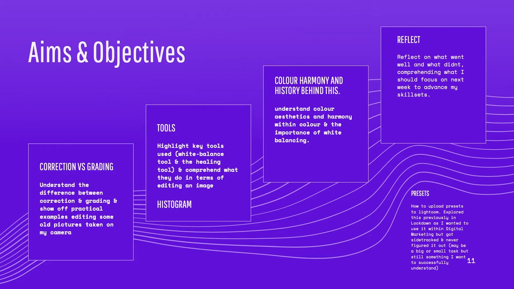So in terms of my aims and objectives, this week I want to focus on understanding the difference between color correction and stylistic color grading and just showing off some practical examples of these. I then want to move on to understanding how to use multiple tools such as the white balance tool and the healing tool, as well as comprehending how to use the histogram, which I believe is really important. I then wanted to look at the history behind colour and look at colour harmony and aesthetics and understand the importance of white balancing within this. I then had a reflection period at the end, just understanding what went well and what didn't, and comprehending what I should focus on next week to advance my skill sets.